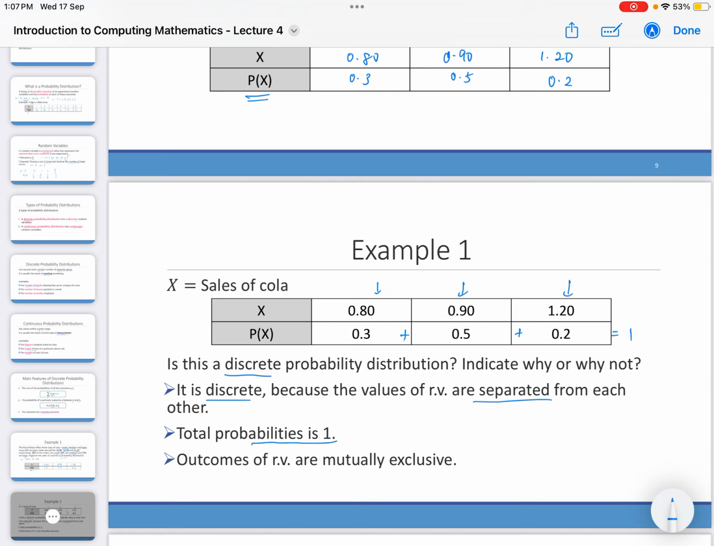So this is the first feature from just now. And then if you look at each of these, 0.2, 0.5, 0.3, each one of these P of X is in between 0 and 1. So this is the second feature. And then the third, the outcomes are mutually exclusive events. If the order is small, it cannot be medium and large at the same time for that particular order. So they are mutually exclusive events. So the answer here is yes, it is a discrete probability distribution.